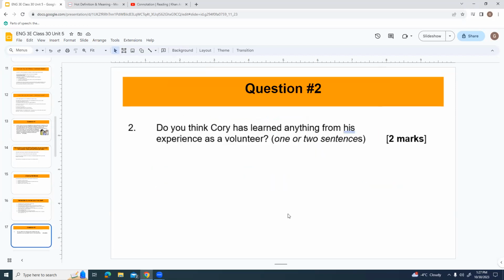All right. Question number 2 on the same story is, do you think that Corey has learned anything from his experience as a volunteer? And this one is just a simple one. Write 1 or 2 sentences. It's only worth 2 marks. You don't need to do a bunch of revision for that.